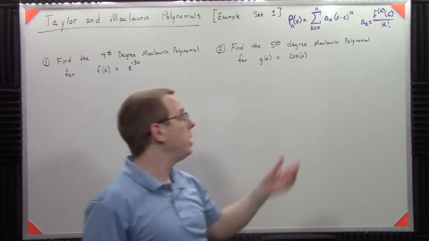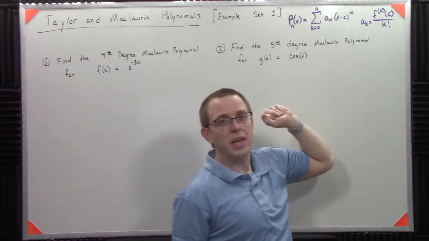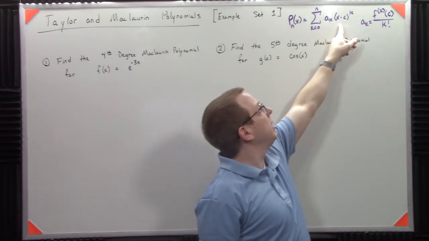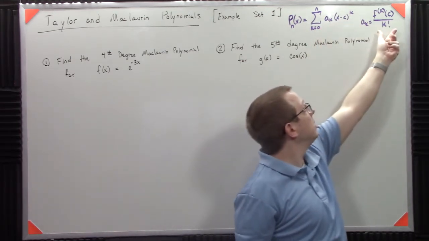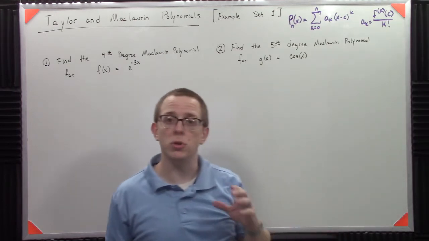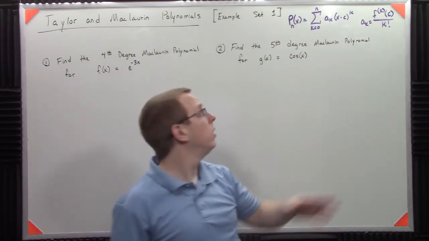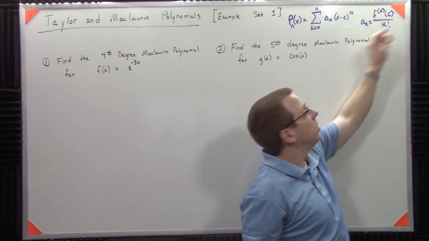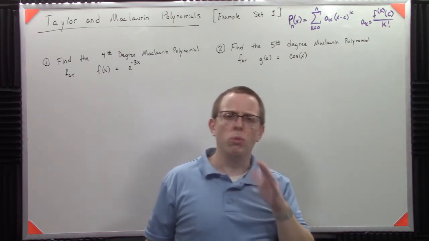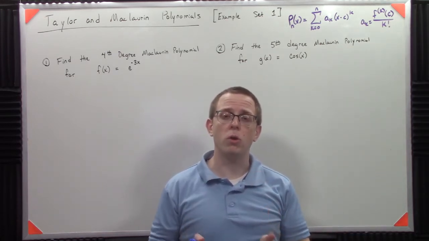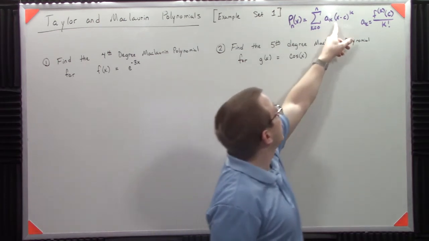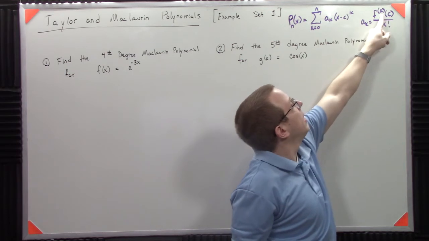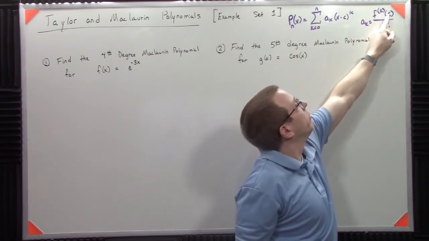So what we want to look at is this formula here: the polynomial of nth degree is the sum from 0 to n of a sub k times x minus c to the k, where each of those a sub k's is defined in terms of the kth derivative evaluated at c over k factorial. So we'll compute these out. Now Maclaurin polynomials are specific. They have c equals 0. So in this particular case, this is just x to the k, and that's the derivative of the function evaluated at 0.